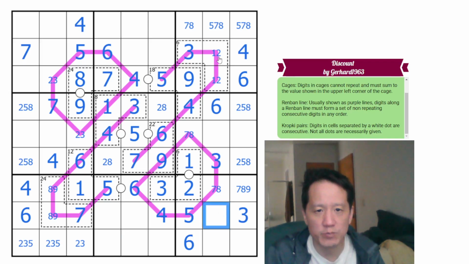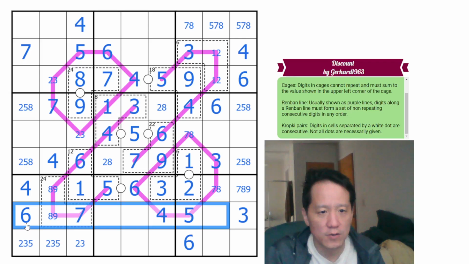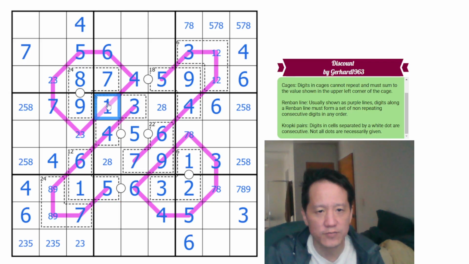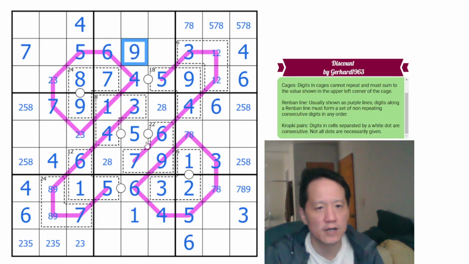This cannot be a 1 because of the 1, 2 pair. Where's the 1 in row 8? It has to be here. Cannot be here because of this 1. Can't be here because of this 1, 2 pair. So this must be 1. So similarly, this has to be 9.